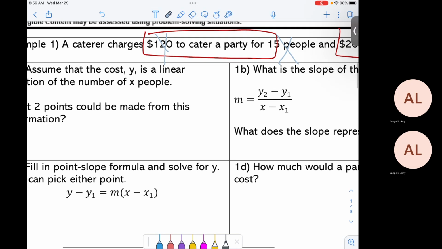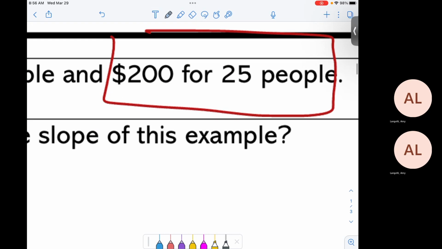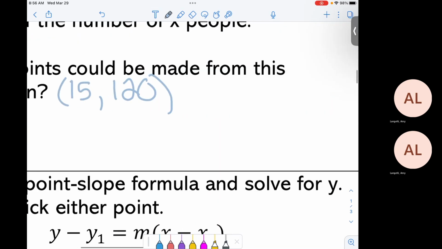What 2 points can be made out of this information? First one is the x and the y. Yeah, so 15 comma 120. That's perfect. What do you think your other point is? Look at that information. 25 comma 200. You're such a genius. That's why I picked you. Share this with your mama tonight.